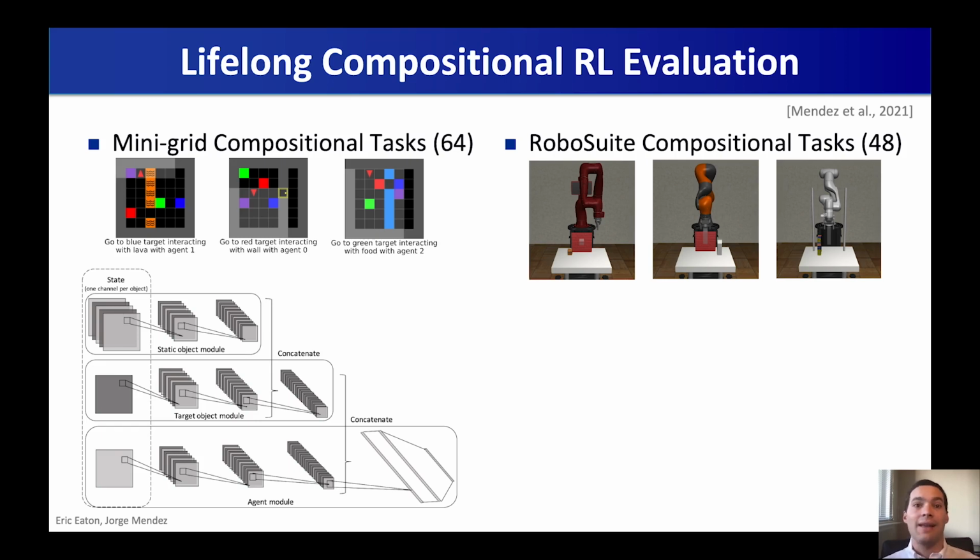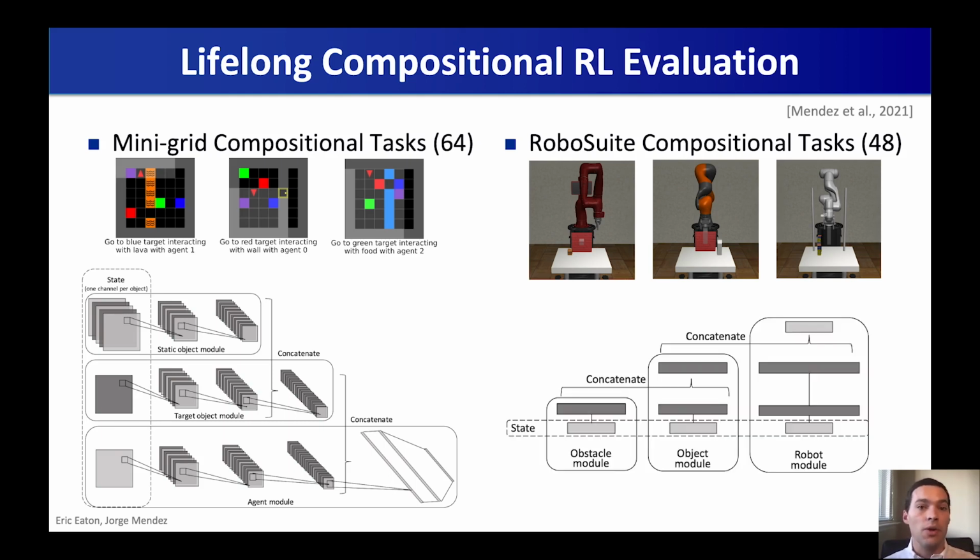The second set of tasks is a compositional version of RoboSuite that has a very similar structure. There are multiple objects to grasp, obstacles to avoid, and diverse robot arms. The goal is to find object grasping modules, obstacle avoidance modules, and robot driver modules. And so again, we build a modular network that follows this intuition.